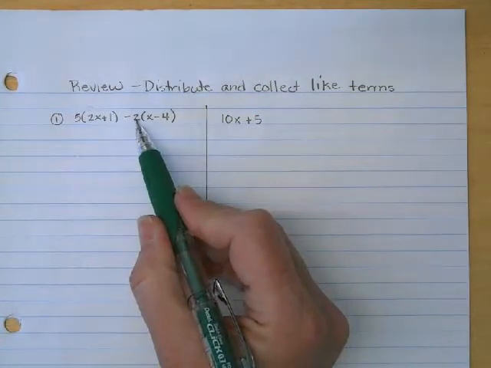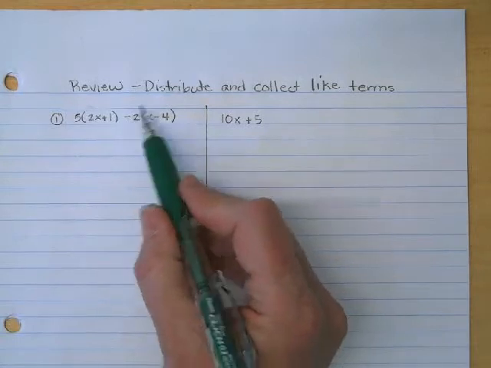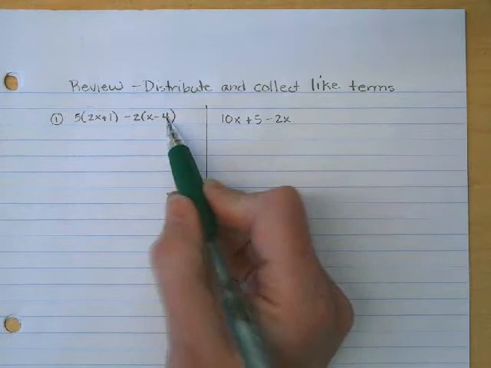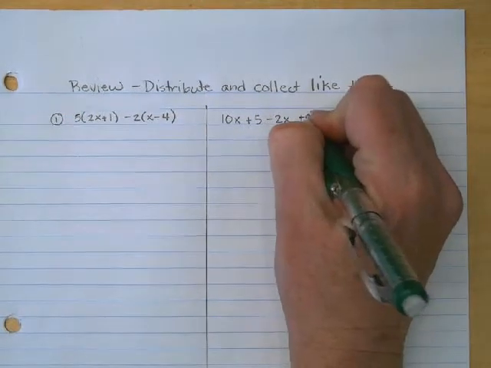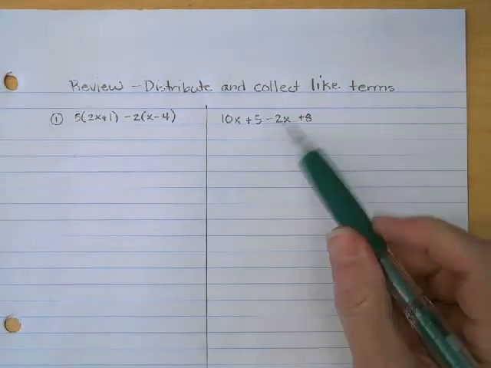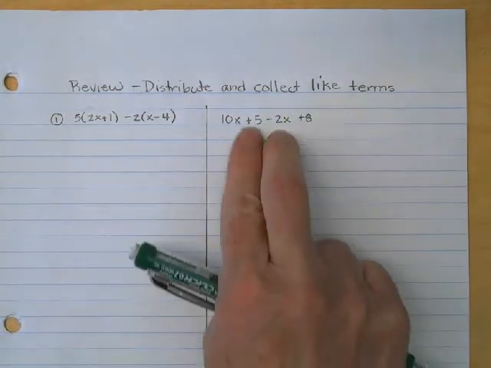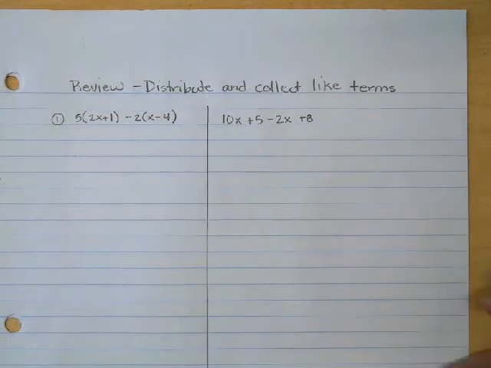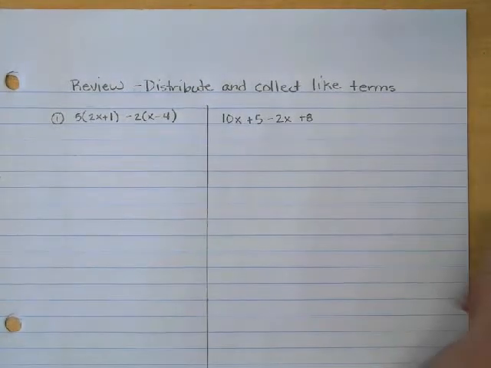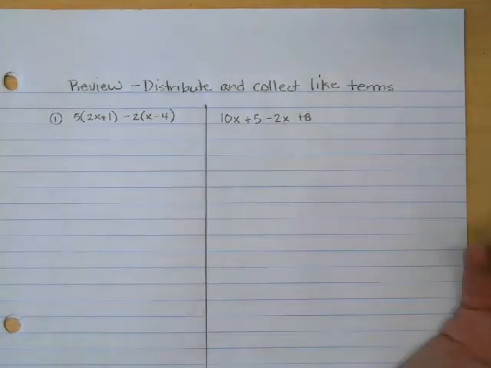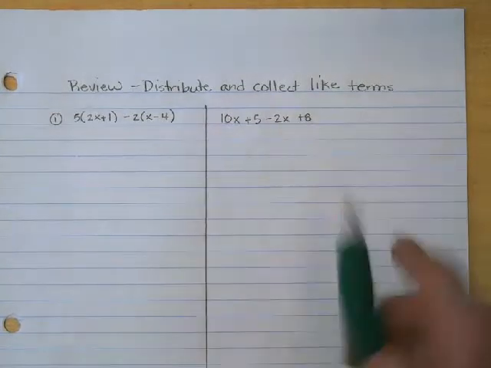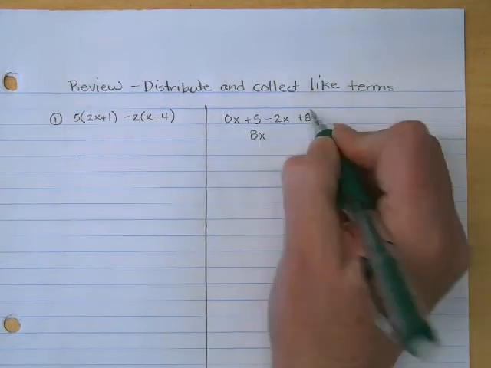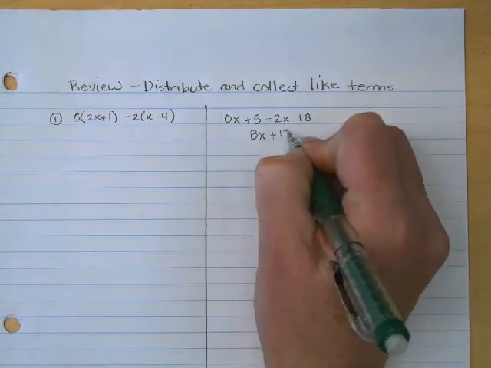Okay, now I'm distributing here this negative 2. So negative 2 times x is minus 2x. Negative 2 times negative 4, positive 8. Now, I always want you to show your answer below. Don't work to the side over here. So we're going to collect like terms. We usually collect the x terms first. So I've got 10x minus 2x is 8x. And I have 5 plus 8, which is 13.